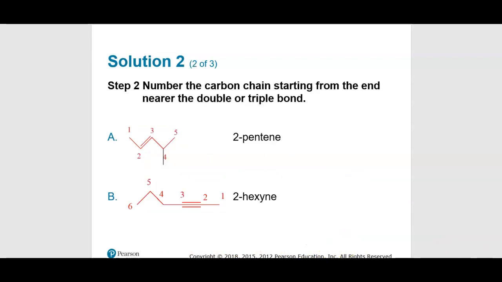But now, you number the carbon chain starting from the end near the double or triple bond. So that's something new. So whatever A is, it's going to be a 2-pentene. Whatever, you have a methyl group there. We have to decide on that later. So you see it's a 2-pentene and B is a 2-hexyne.